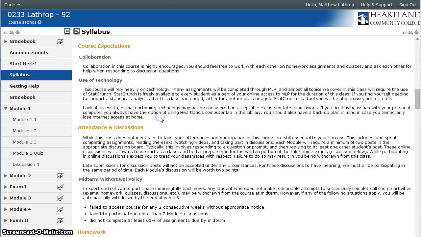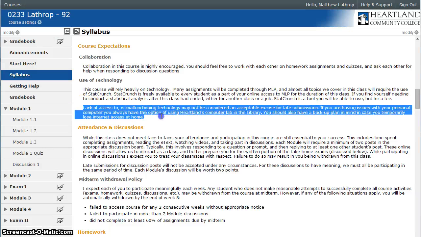As I mentioned already, we're going to be relying pretty heavily on technology in this course. Part of that is just for the assignments that we'll be completing in MyLabs Plus, but also a strong technology component will be using that StatCrunch software to complete calculations. So we'll spend time getting you oriented to how to use the software for MLP and StatCrunch. But what you should be aware of is that lack of access to or malfunctioning technology will most likely not be considered acceptable excuses for late submissions.